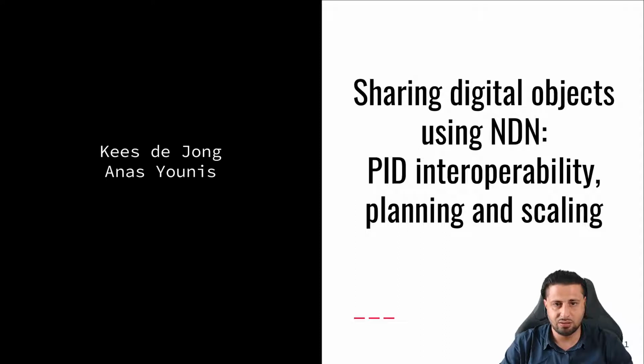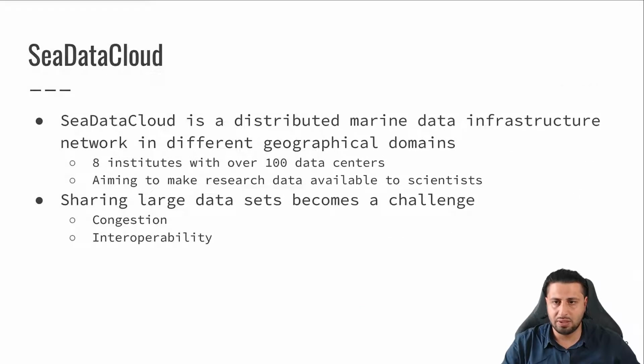Kees, Jong and I looked into planning and scaling Named Data Networks and persistent identifier interoperability for sharing digital objects using Named Data Networks. From now on, we will call a Named Data Network NDN and the persistent identifier will be called PID. We will start by highlighting our use case, CData Cloud.